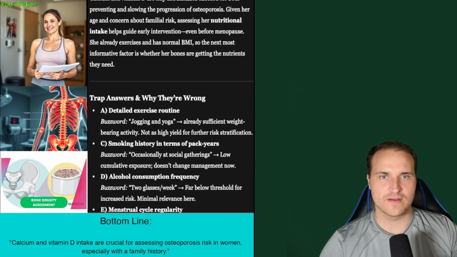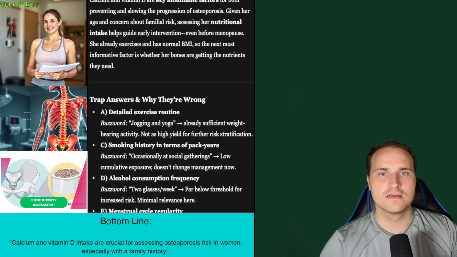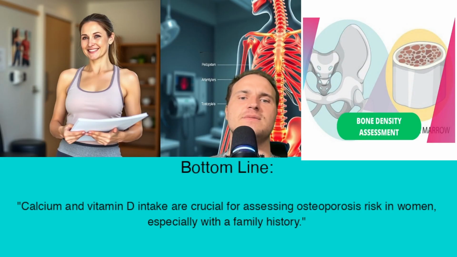All right, there's our brief explanation. And what's crazy is that most women actually don't reach their recommended calcium intake, and that is one of the biggest preventable causes of osteoporosis. So you got to watch out for that diet. Calcium and vitamin D are crucial for assessing osteoporosis risk in women, especially if they have a family history.